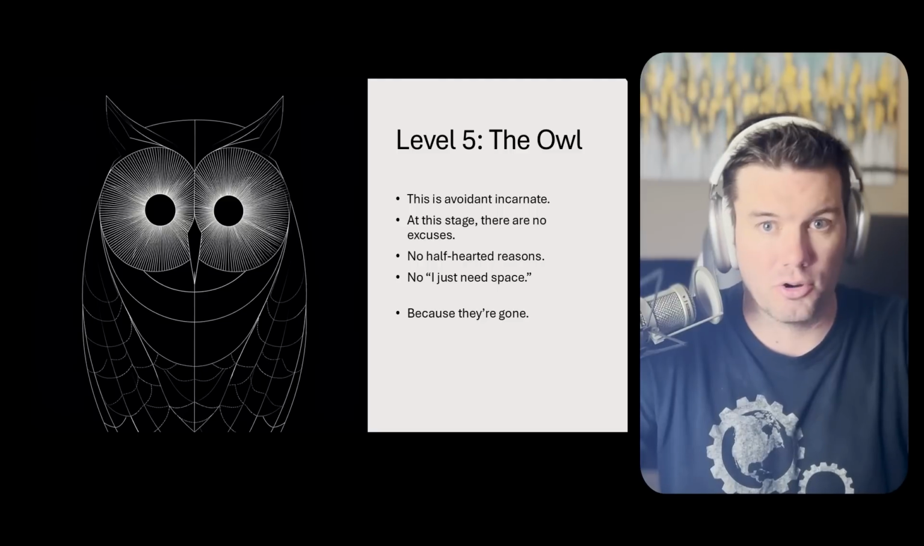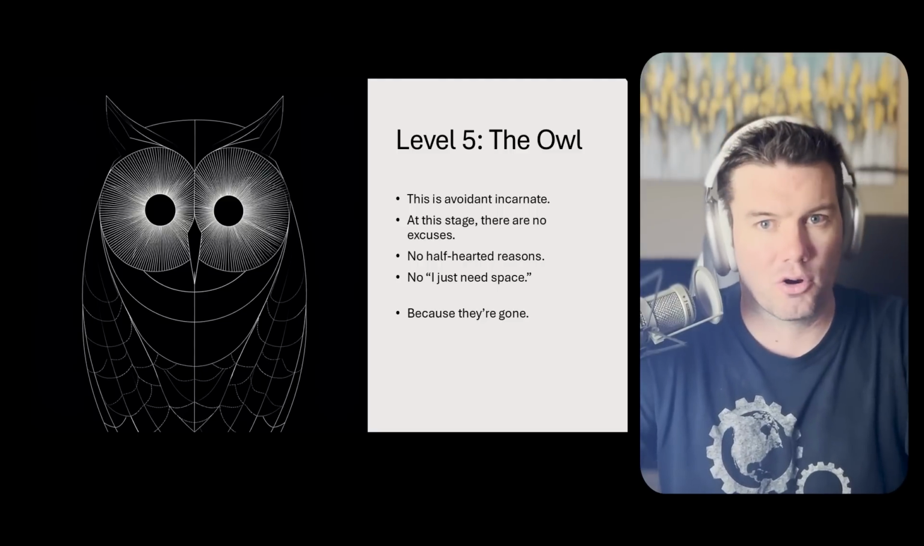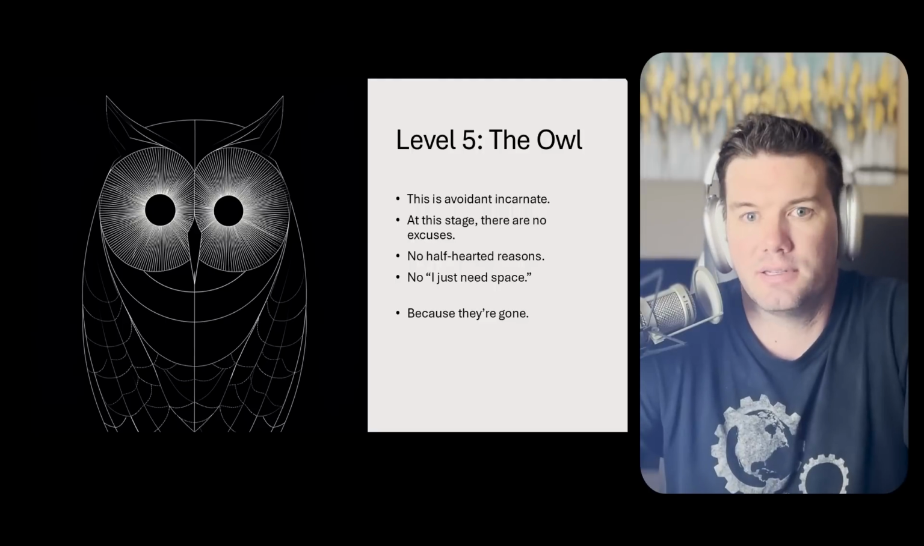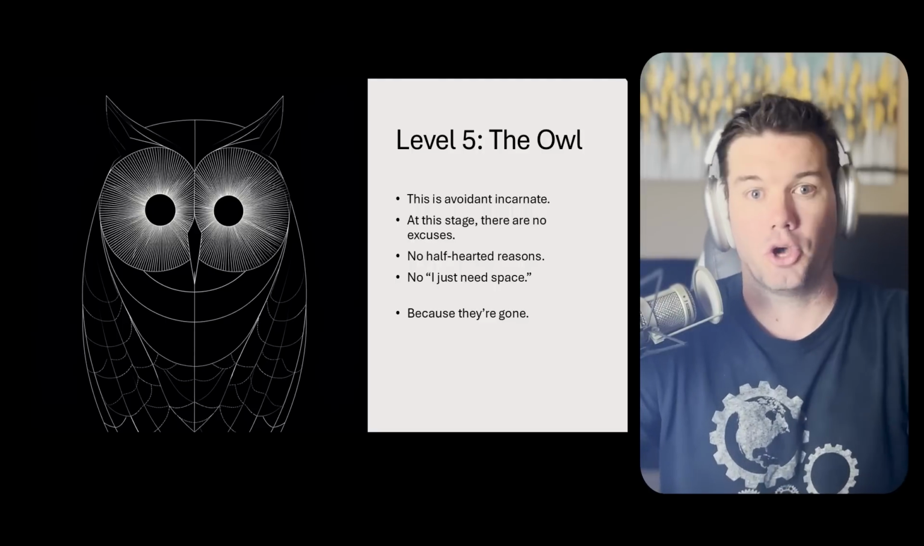At this stage, there are no excuses. There are no half-hearted reasons. There are no, I just need space. They're just gone. A level 5 avoidant will vanish without warning. They'll ghost, they'll block, they'll disappear as if you never existed. Vulnerability doesn't just make them uncomfortable. It feels unbearable, like standing in a burning building. So they escape in the only way they know how, by erasing the connection completely.